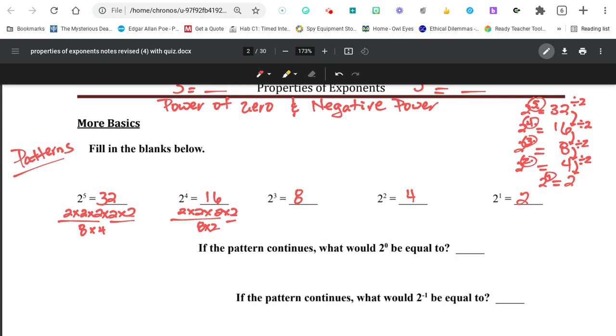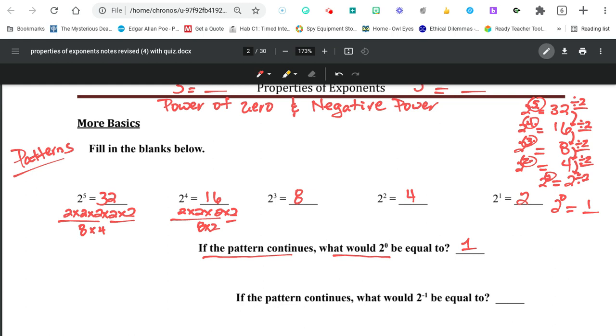All right, now let's keep decreasing in exponents. 5, 4, 3, 2, 1. What is the next decreasing exponent? 0. There we go. 2 to the 0. What's that going to equal? Well, if you continue the pattern of dividing by your base of 2, what is 2 divided by 2? 2 divided by 2 is 1. So it says if the pattern continues, what would 2 to the 0 power be? Should be 1 if the pattern continues.